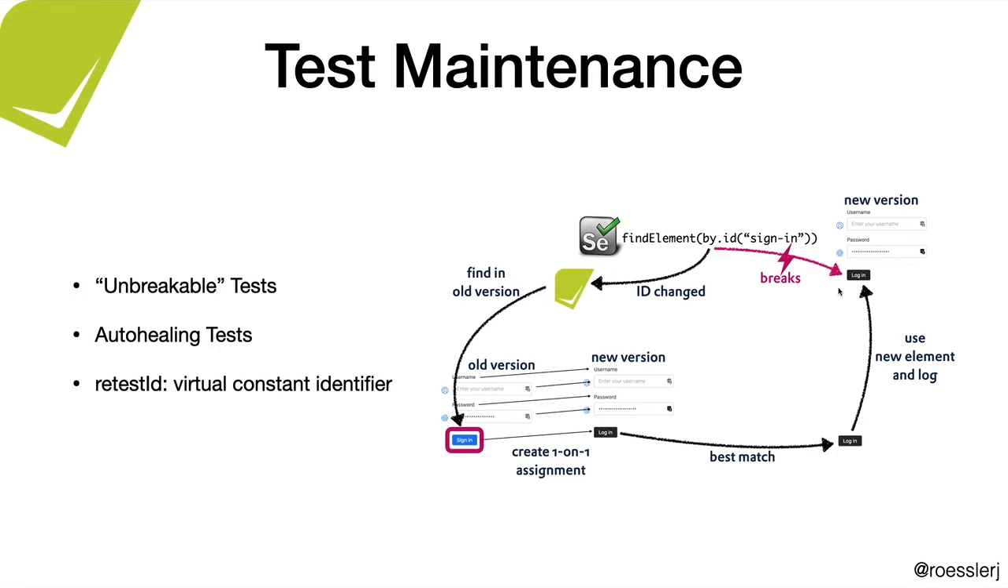And for that, using the golden master approach, we come up with unbreakable tests that are auto-healing, and using the ReTest ID, you have a virtual constant identifier, meaning that even if an element changes completely, you can still very robustly, very correctly identify that element, continue with that, and still follow the test case. I want to just give you a very brief example of that.